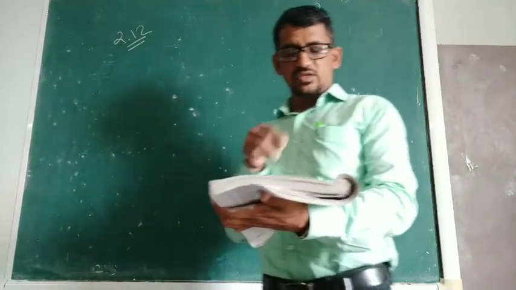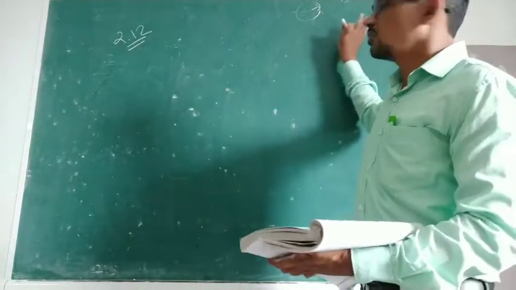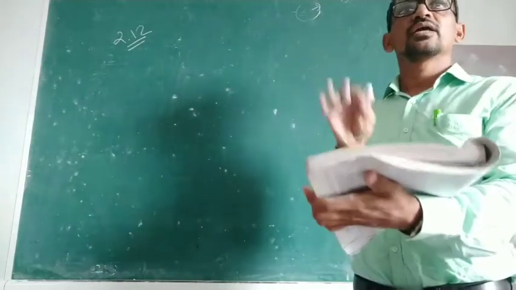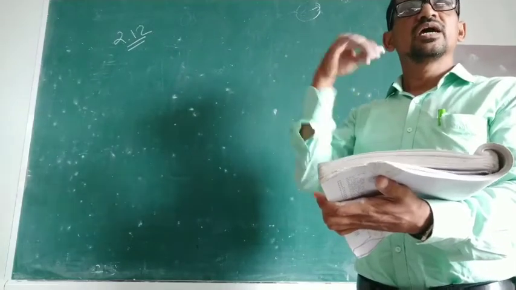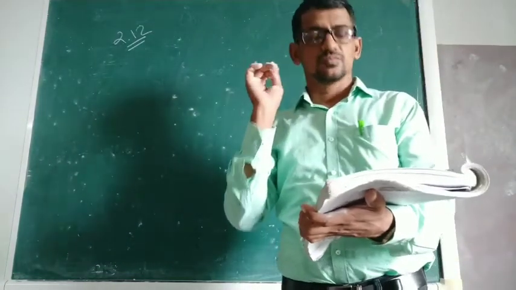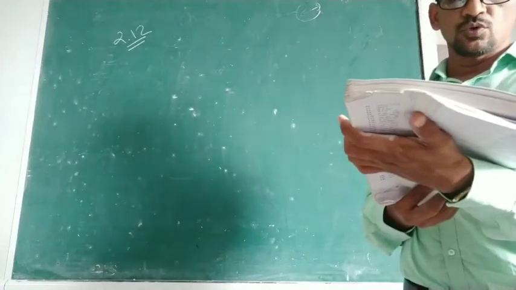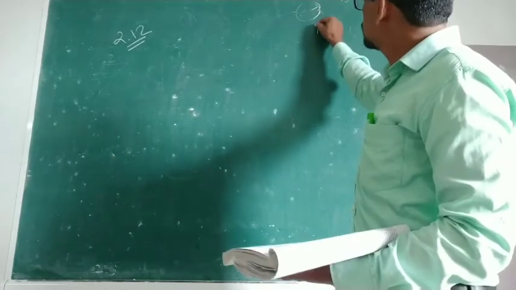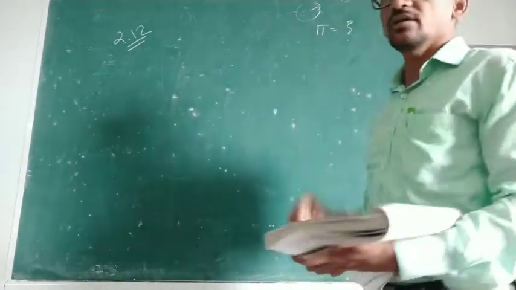What information is given in the sum, that we have to write on this side. What we have to find, you write a question mark, and then you decide which formula you have to use. Calculate the osmotic pressure. So first, osmotic pressure you have to find, that is the question.